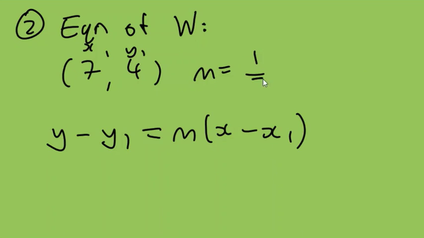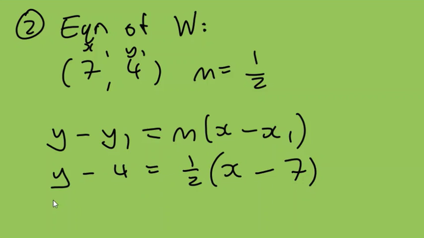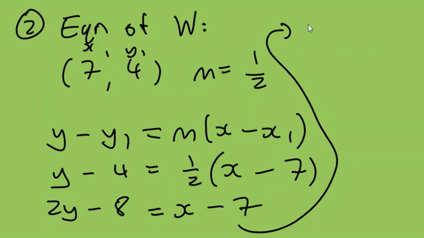So our slope is 1/2. We're getting the equation of W. 7, 4 is point B on the line. Formula from the log tables for equation of a line: y minus 4 equals 1 over 2 times x minus 7. So multiply the other side by this: 2y minus 8 equals x minus 7. And then just simplifying it down, we end up with x minus 2y is equal to minus 1. So that is the equation of W there.